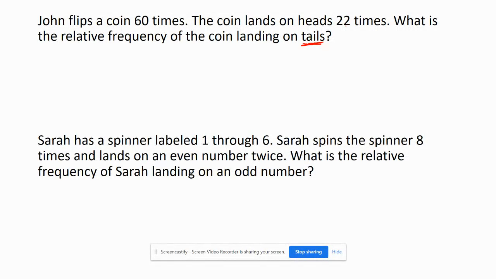So it landed on tails 38 times. How did I know it's 38? Because I did 60 minus 22, right? If it lands on head 22 times, it has to land on tails 38 times. That's how I got that. Okay. So what is the relative frequency of it landing on tails? It would have to be 38 out of 60 times. And we could say 19 over 30 if we were simplifying it.